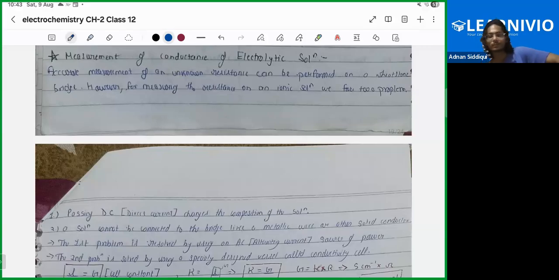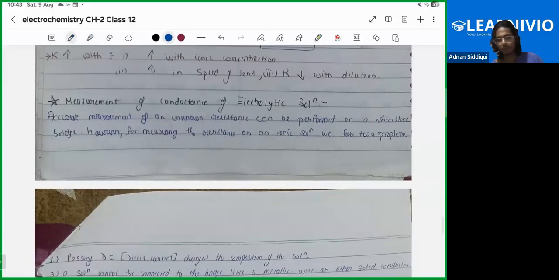Hello? Yes, sir. What was the last thing you heard? Sir, my internet went, that's why. No, I understand your internet is not working properly. I was asking what was the last thing you heard? If you might have missed the measurement of conductance of electricity part, then I will repeat it. You just started measurement of conductance. Okay, let me repeat this sentence.